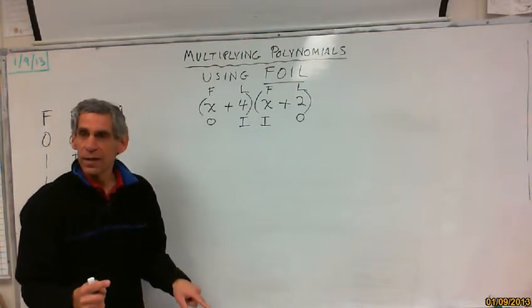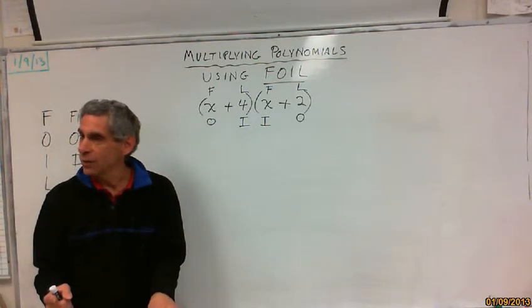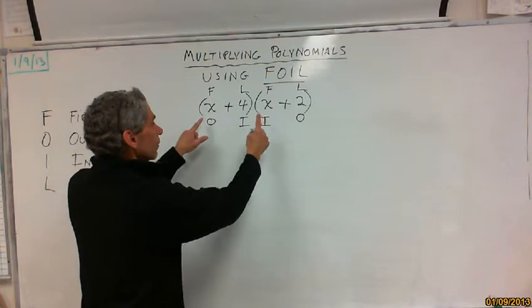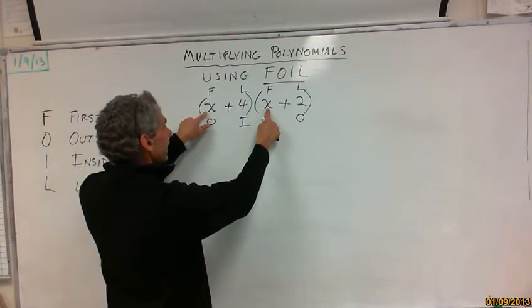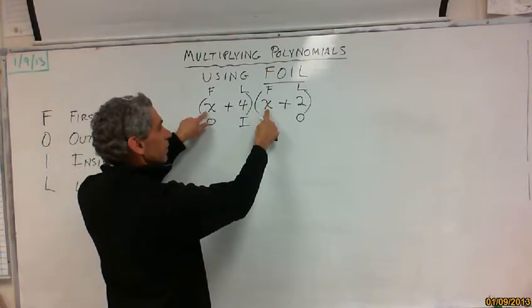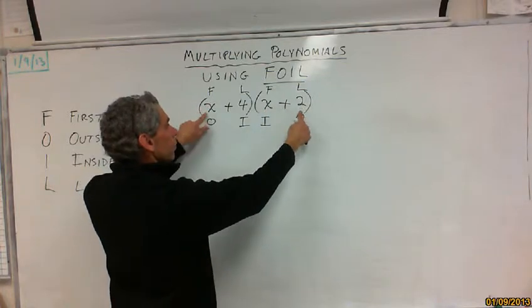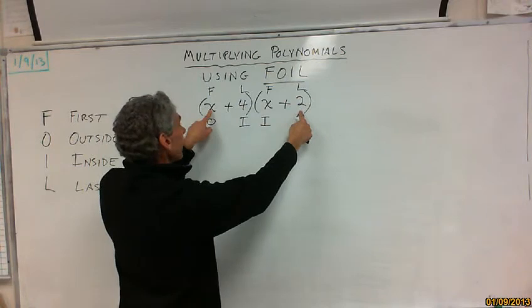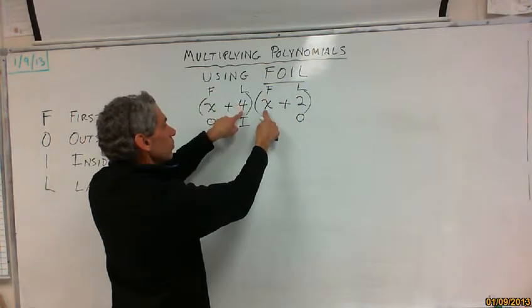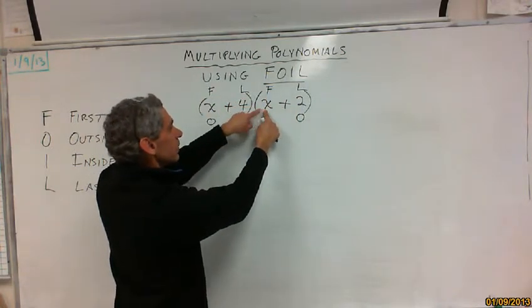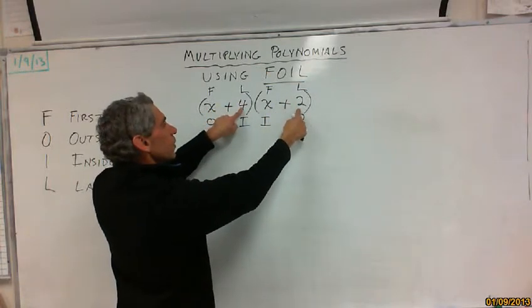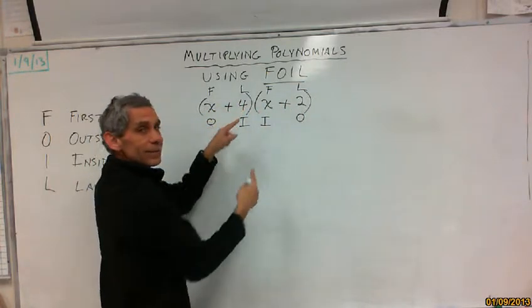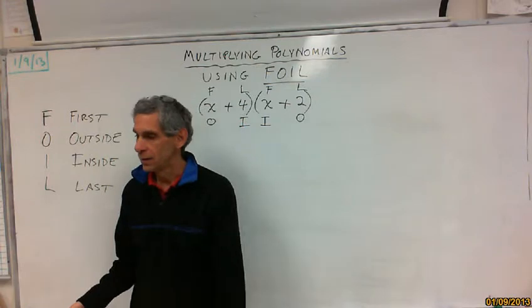Right? Now think about it. That is exactly what you did last night. First, you multiply this one times this, right? And then outside, boom, you multiplied this one times that. And then inside, boom, you multiplied this times this. And then last, boom, you multiplied this times this. It's exactly the same thing.